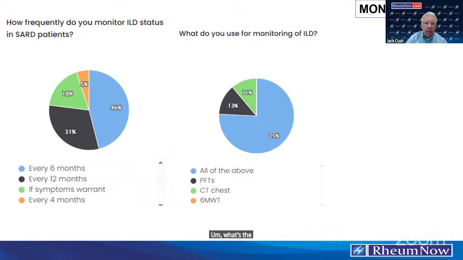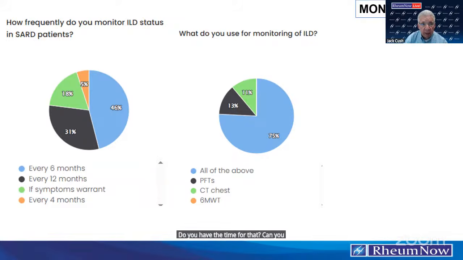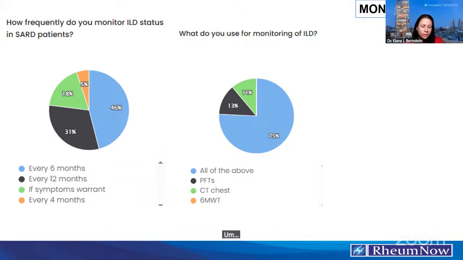What's the role? I mean, I'm going to ask the two rheumatologists. Do any of you do 6-minute walk time? Do you have the time for that? Can you bill for that? No, I mean, we can order it and they're done in the PFT lab. I don't personally bill for it. It's not something that I do routinely. It's certainly something that our patients who have pulmonary hypertension have monitored on a regular basis, and that's often ordered by their pulmonary hypertension specialist.